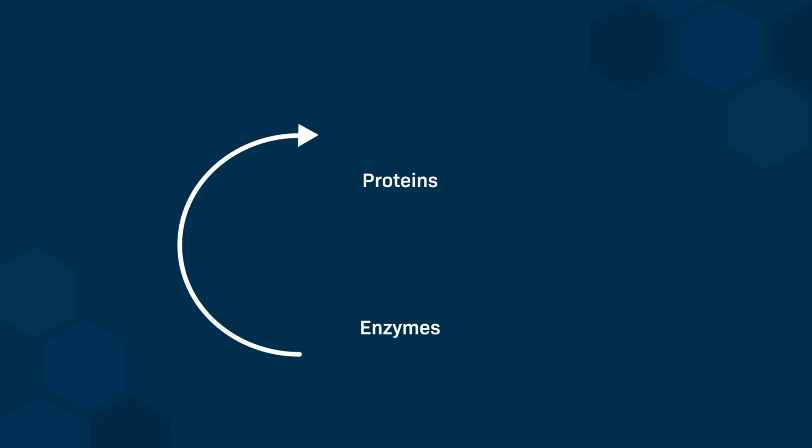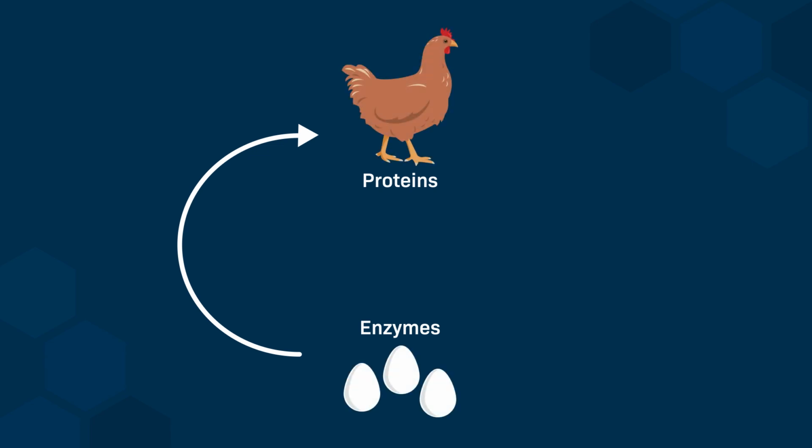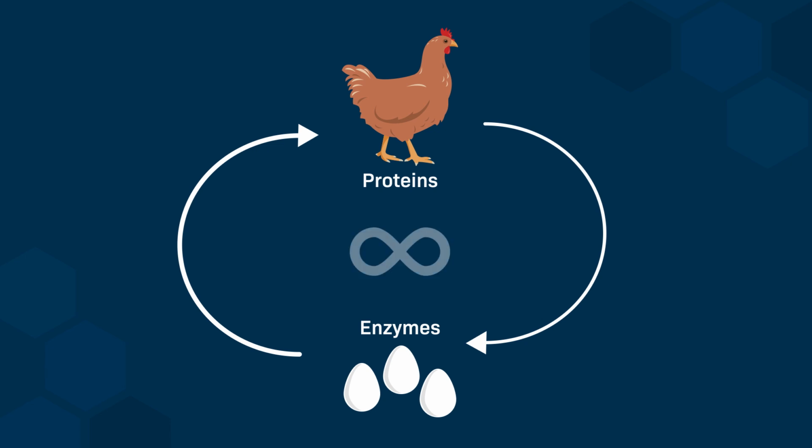However, this creates a logical problem known as the chicken and the egg dilemma. To synthesize a protein, you need enzymes, but those enzymes themselves are proteins that need to be synthesized. This creates a circular dependency. You need proteins to make proteins, but you can't make proteins without proteins already being present. In essence, this scenario would require an infinite supply of enzymes to initiate the synthesis of proteins, which is not practically possible.